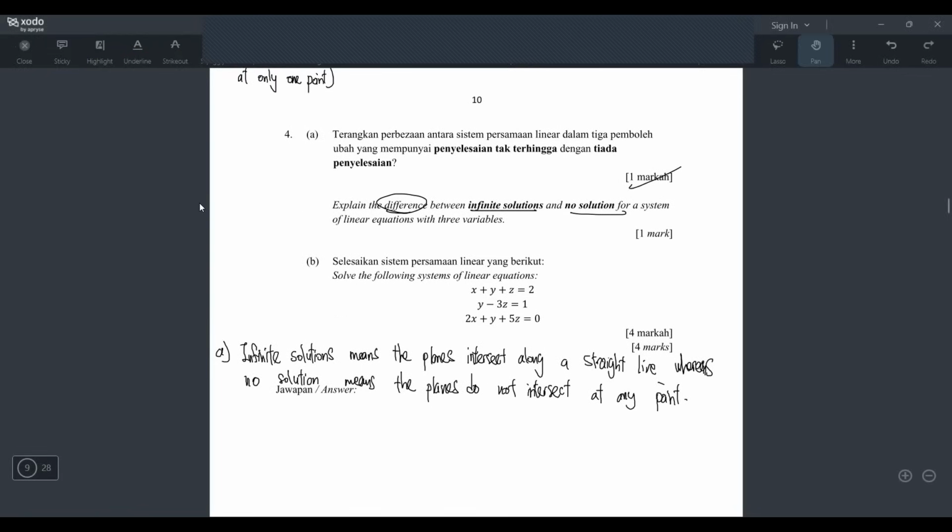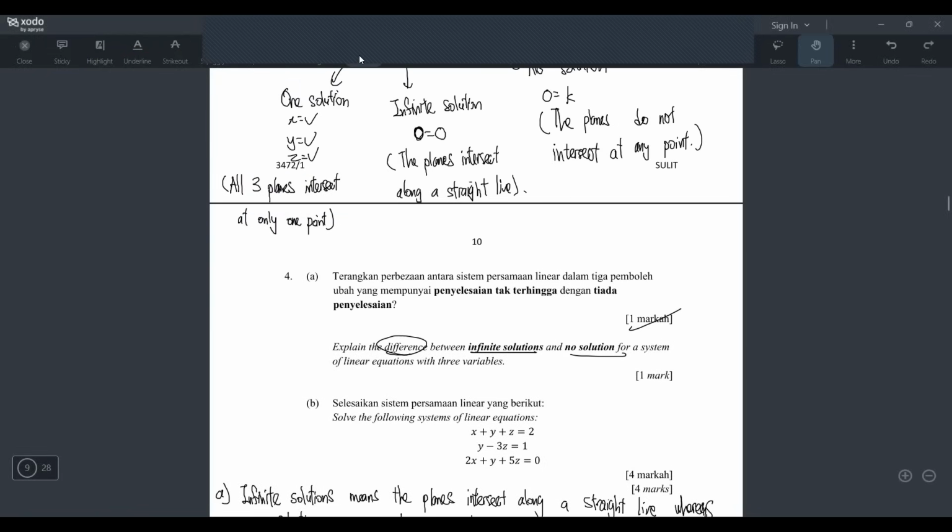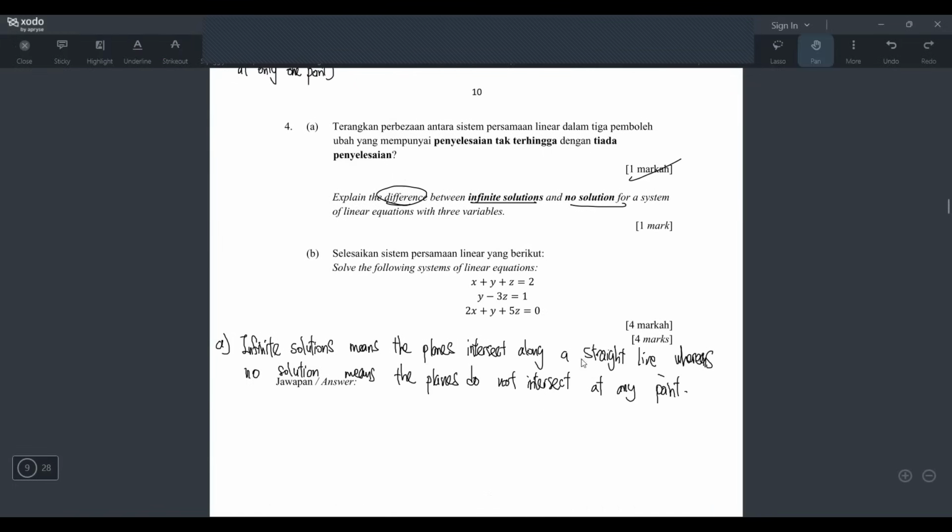So infinite solution means the planes intersect along a straight line. No solution means do not intersect at any point. That's the difference. They want us to explain the difference, so I just give them the definition for both, and then you can explain the difference like this.